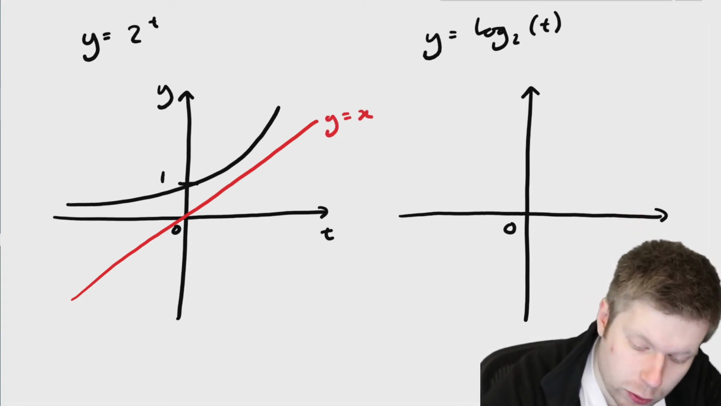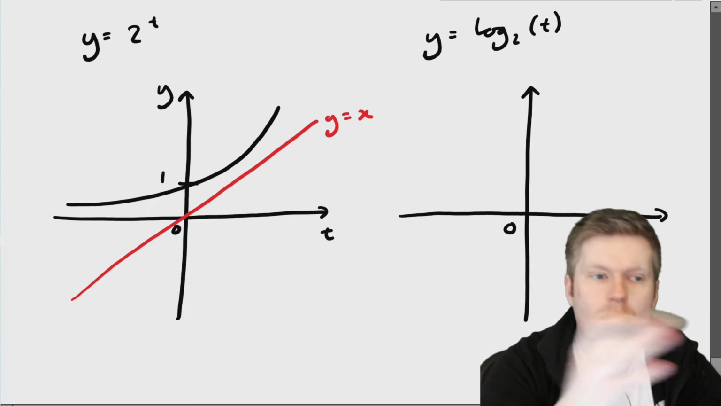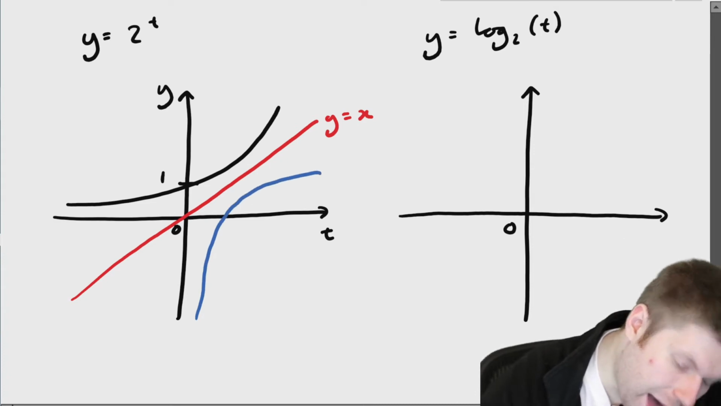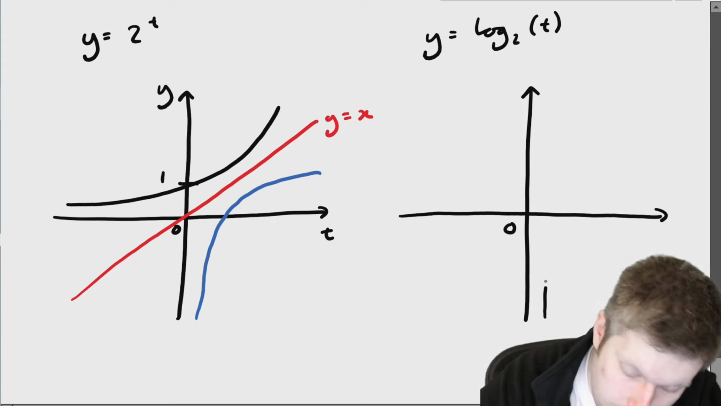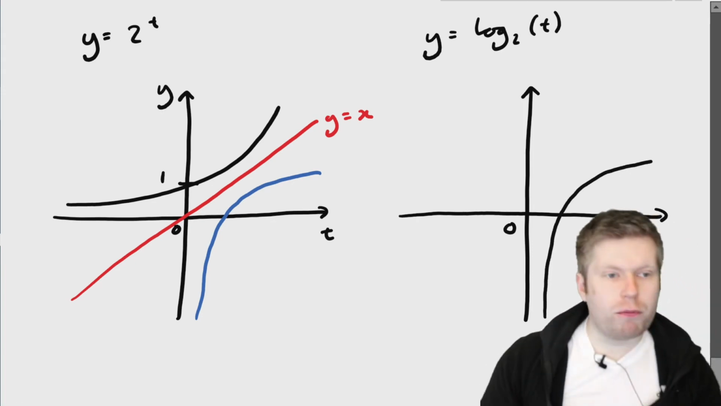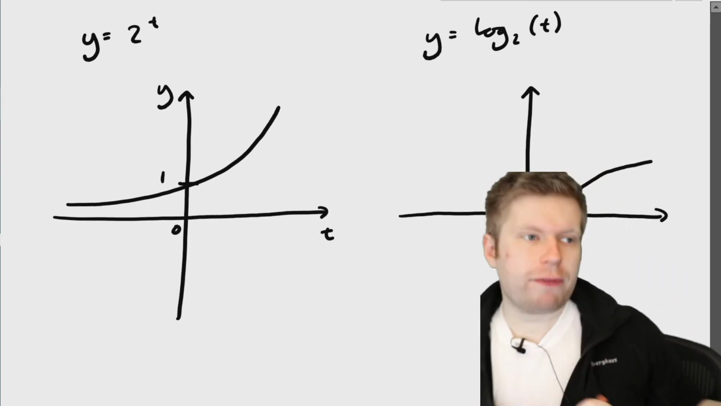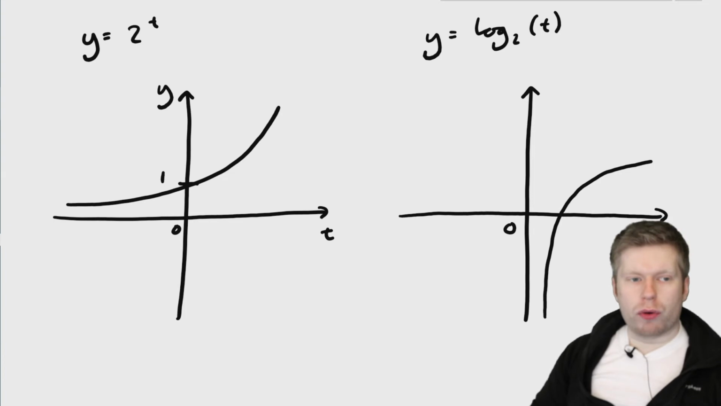So I reflect it in the line y equals x, and it basically means that the x and the y coordinates of all of these values will swap places. So if I swap that around, that should be the inverse function, the shape of my logarithm graph. If I get rid of all that, on the left-hand side is my exponential graph. Here on my right-hand side is my logarithm graph.